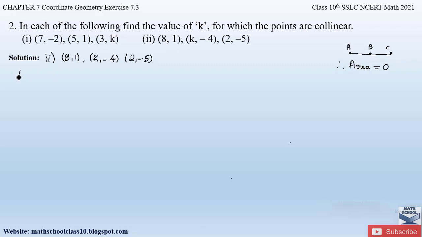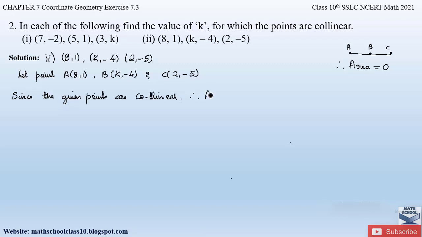Write down, let point A be the first coordinate, that is 8, 1, point B be equal to k, minus 4, and point C be 2, minus 5. And since the points are collinear here, since the given points are collinear, therefore area of triangle will be equal to 0. Here we will use the area of the triangle formula to find out the value of k, substituting the values in the formula.